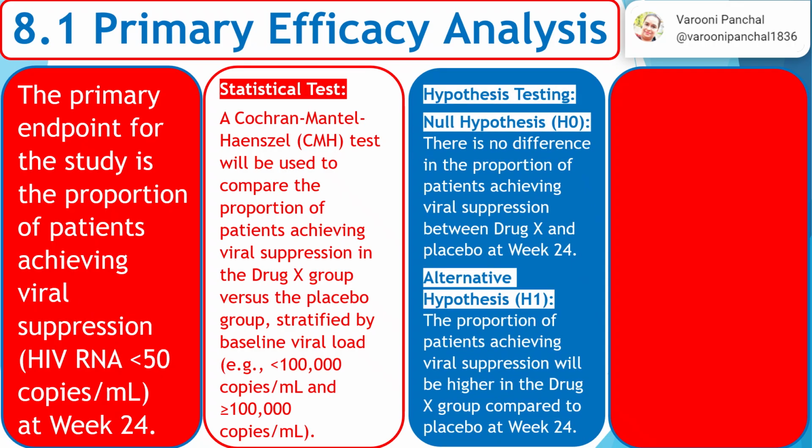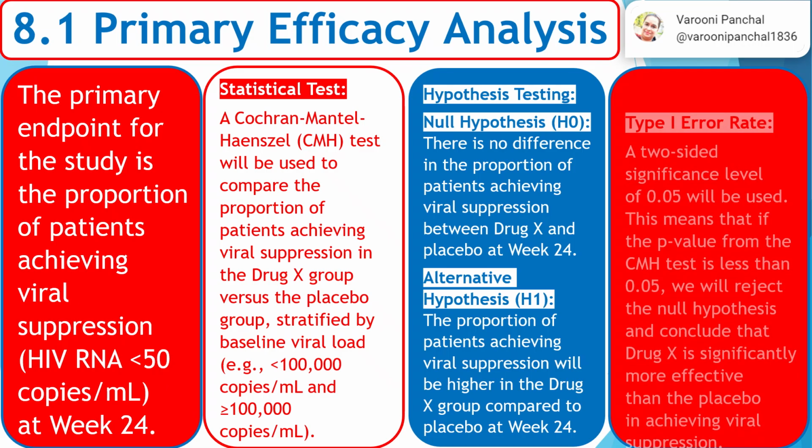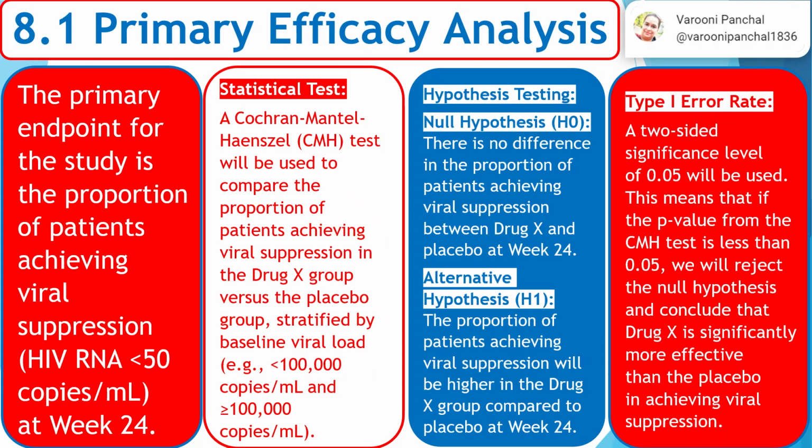Hypothesis testing. Null hypothesis, H0: There is no difference in the proportion of patients achieving viral suppression between Drug X and placebo at week 24. Alternative hypothesis, H1: The proportion of patients achieving viral suppression will be higher in the Drug X group compared to placebo at week 24. Type I error rate. A two-sided significance level of 0.05 will be used. This means that if the p-value from the CMH test is less than 0.05, we will reject the null hypothesis and conclude that Drug X is significantly more effective than the placebo in achieving viral suppression.